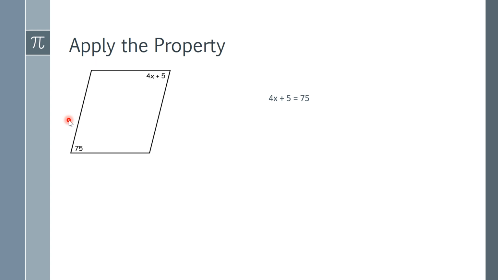So the first step here is to subtract 5 from each side. So that'll give us 4x equals 70, and then we're going to divide by 4. And when we divide by 4, we'll get x equals 17.5. So that's the first three properties.